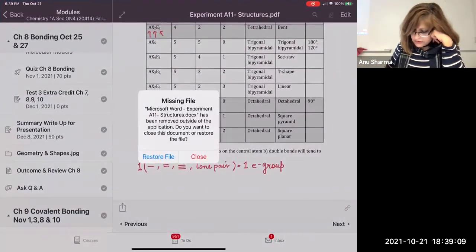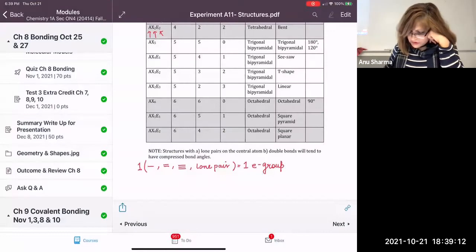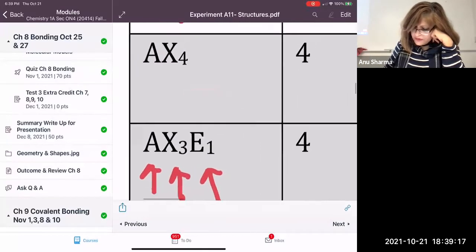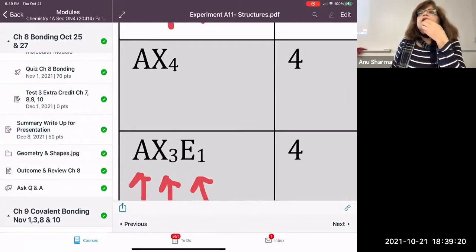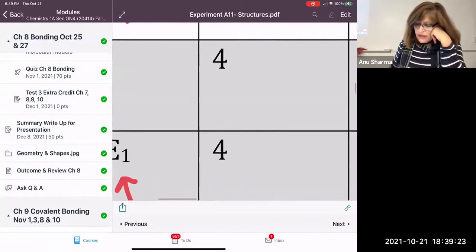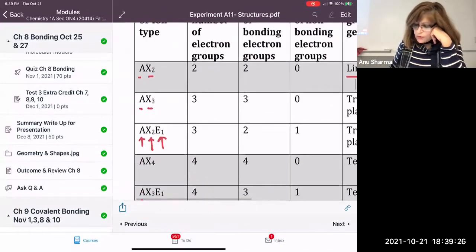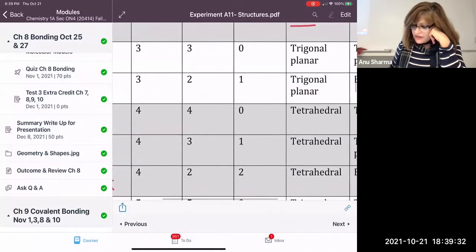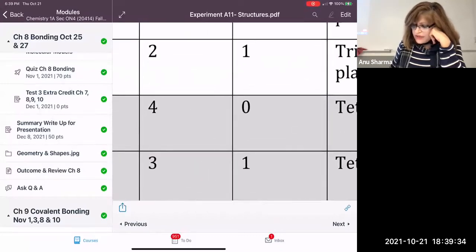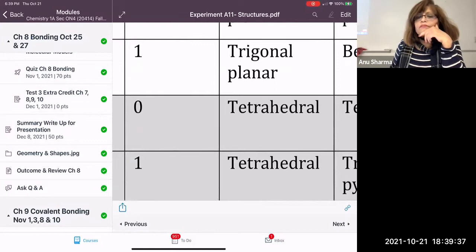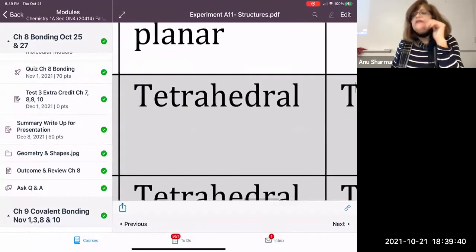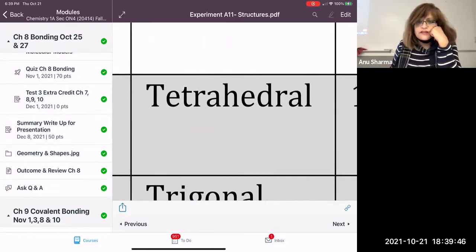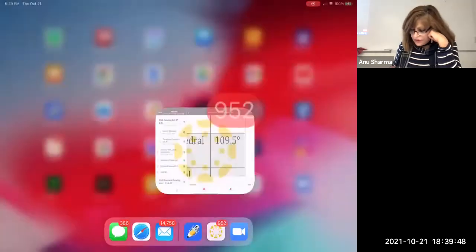It's very easy now. AX4, right here. You see that in this table? You see everyone, AX4? AX4, 4 electron groups. 4 electron groups means there are 4 single bonds. And how many chlorine atoms are there? 4. Is there a lone pair on carbon? No. So the shape, internally, is tetrahedral. And externally, it also looks tetrahedral. And the angles are 109.5.